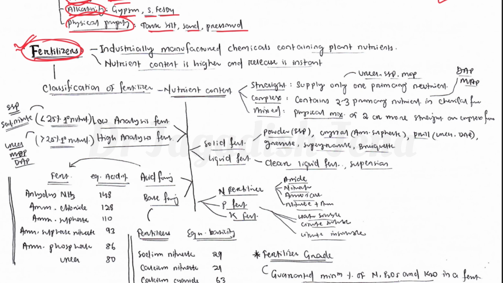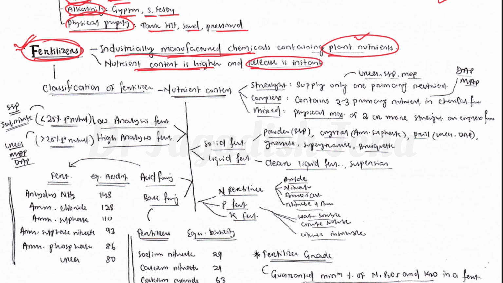So fertilizer, what is fertilizer? Basically we use fertilizer for feeding the plant, if the soil is depleted of certain nutrients. So fertilizers are nothing but industrially manufactured chemicals containing plant nutrients. If someone asks you what a fertilizer is, you should answer in this way: these are industrially manufactured chemicals which contain plant nutrients. Nutrient content in fertilizer is higher than in any other organic manure, and its release is instant.